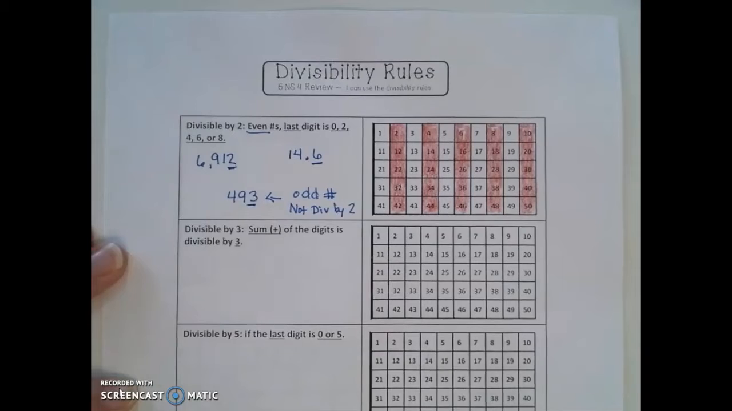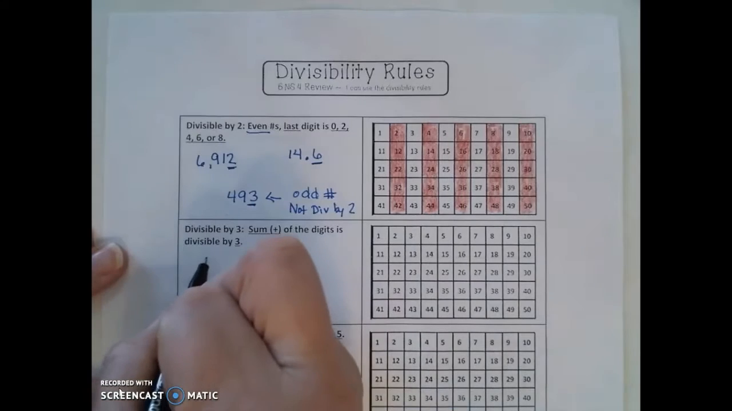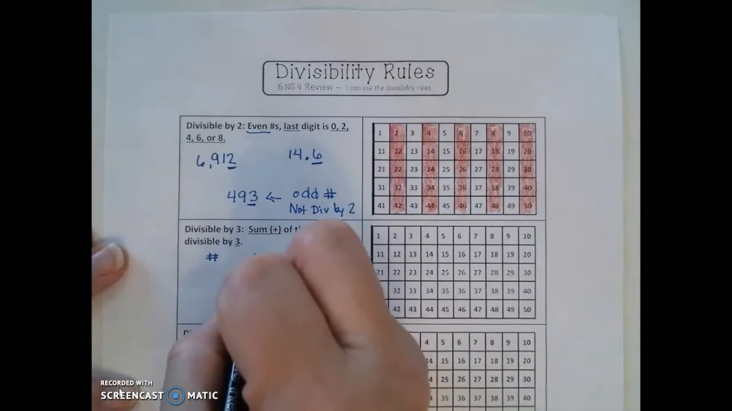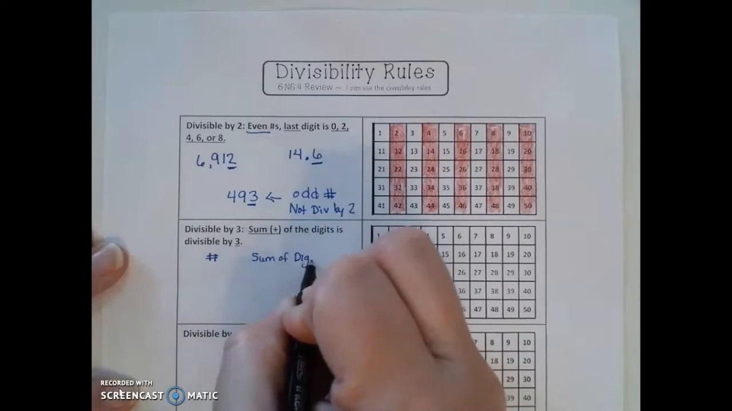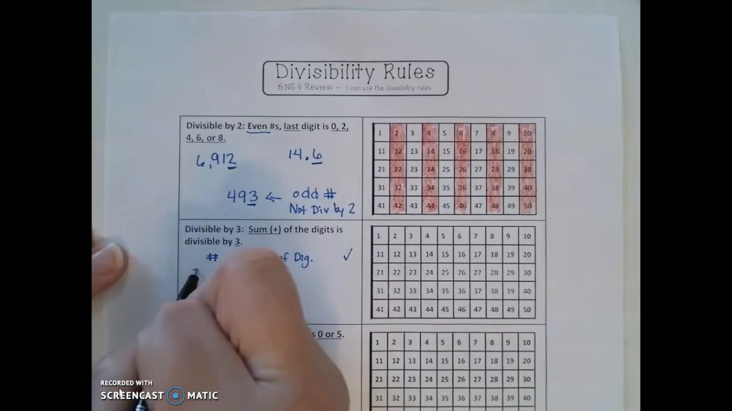All right, let's talk about the rule for numbers that are divisible by 3. The sum of the digits is divisible by 3. By saying sum of the digits, that means that we have to add up the digits that are in the number and then make a decision. So I'm going to make myself a little table where one of the columns has number. I'm going to write the sum of my digits. And I'm going to abbreviate it to dig, and I'm going to put a check mark so I know whether or not it was divisible by 3.